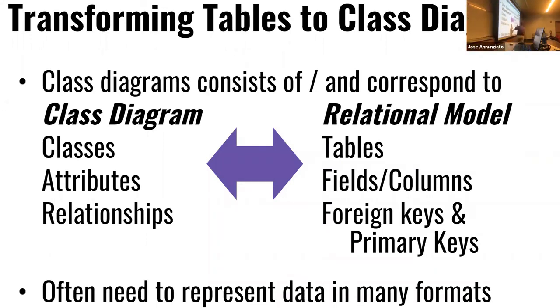The relational model is the tables. In both cases we are modeling. Over there we're modeling visually; here we're modeling with tables. The mapping is that classes become tables, attributes or properties become fields or columns, and relationships, the lines between the classes, become foreign keys and primary keys. We want some kind of algorithm that allows us to go between these two worlds.